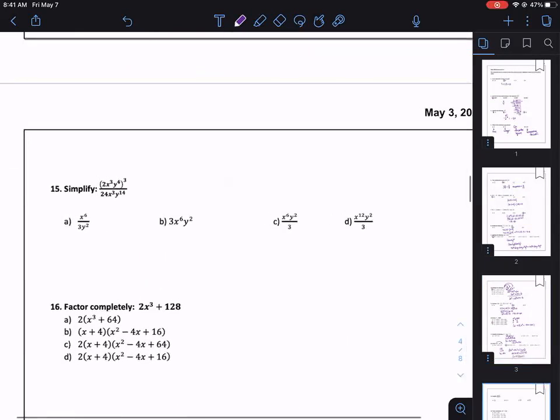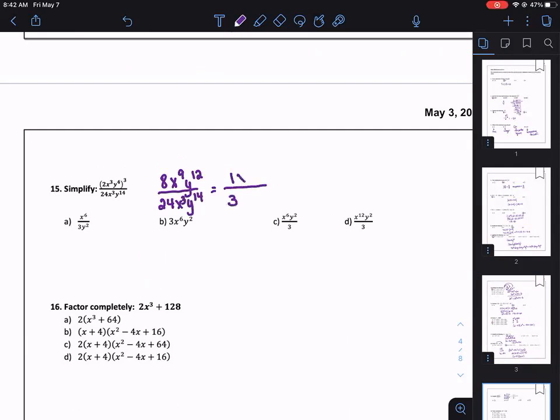For the next one, you're going to cube everything on the top first, including the coefficients. So 8, x to the 9, y to the 12. When you raise a power to a power, you multiply. The coefficients will reduce to 1/3, not 3/1. 9 minus 3 is +6, so that will stay in the top. And then 12 minus 14 is -2, so that will go in the bottom. And that would be choice A.